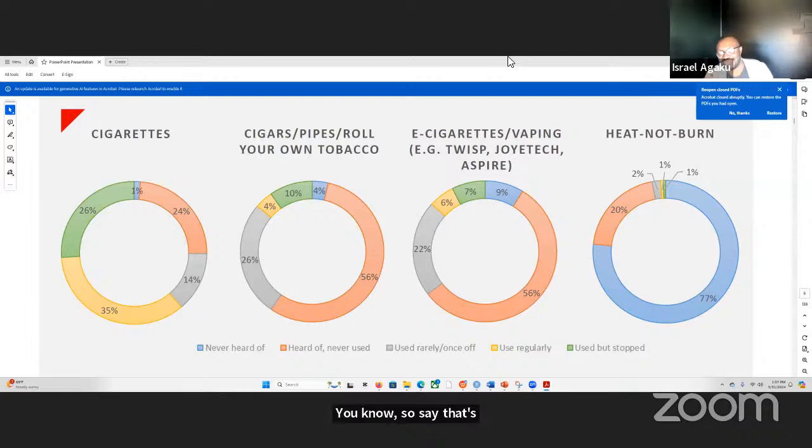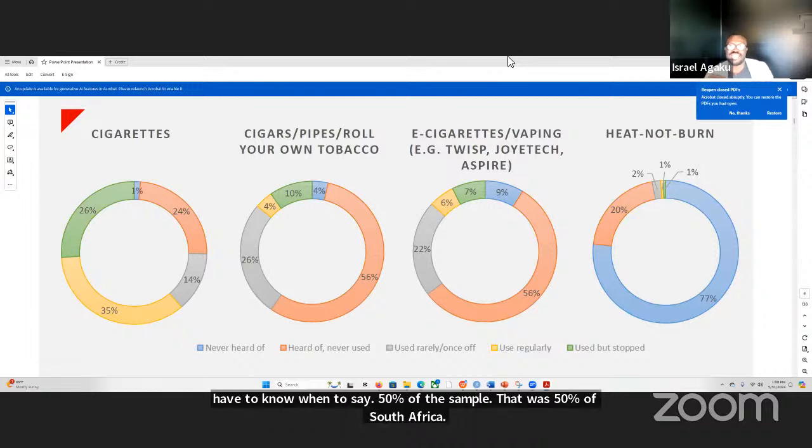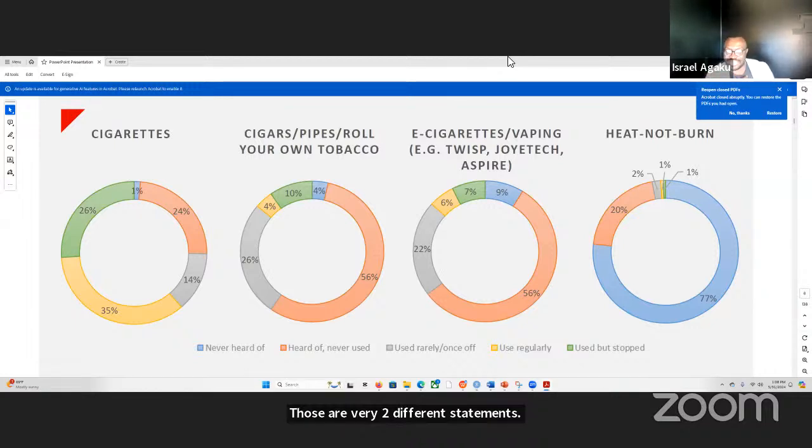So that's the point I'm just trying to reinforce, right? It is all about your intent. The methodology and how you frame results must also follow along with your intent. You have to know when to say 50% of the sample versus 50% of South Africans. Those are two very different statements. Now, in this case, we're not necessarily interested in this sample because we do research from a regulatory perspective, from a policy perspective, right? We're always interested in results that are generalizable. Our intent as researchers in this case was to create generalizable knowledge.